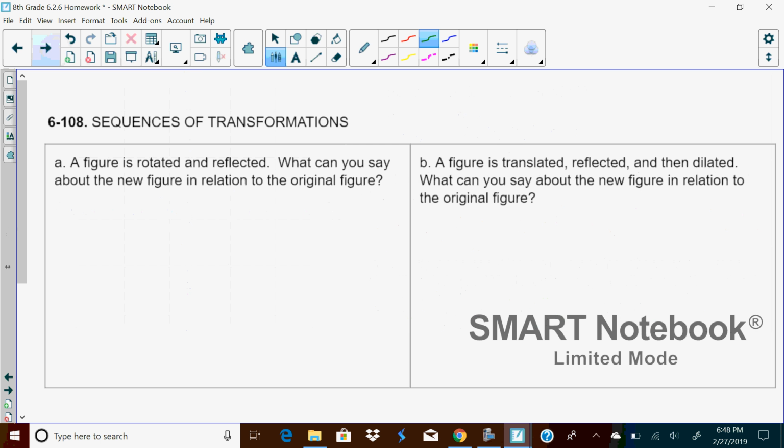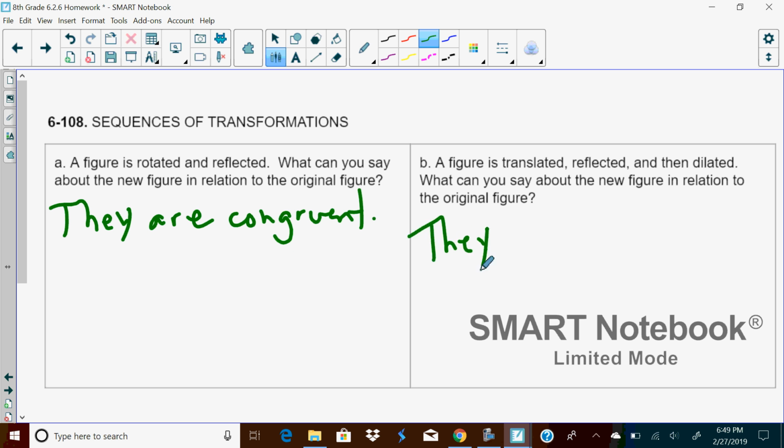Problem 108, a figure is rotated and reflected. What can you say about the new figure in relation to the original figure? They are congruent. A figure is translated, reflected, and then dilated. What can you say about the new figure in relation to the original figure? They are similar.